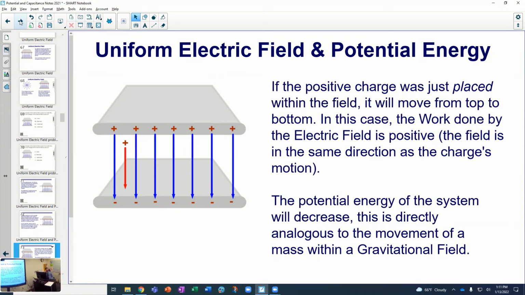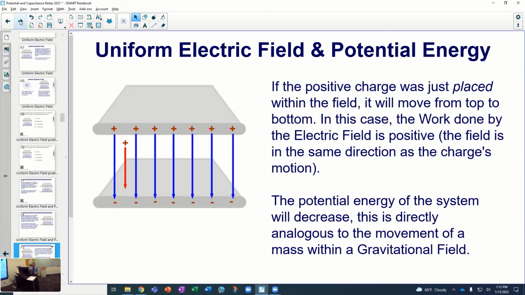Would the positive charge naturally move in this direction? It would be repelled by the positive plate and attracted to the negative plate. That is a natural movement. It says in this case the charge was just placed within the field. So you have to read the questions carefully when you're asked about these capacitance fields. If it's being moved in the field, that's one kind of question. If it's just being placed in the field, that's another. In this case, you're not doing any work, and the potential energy of the system will decrease. It's going to just keep moving towards the negative side naturally.